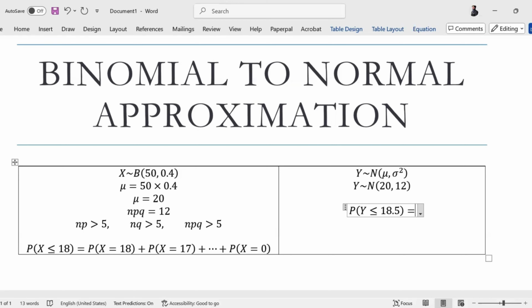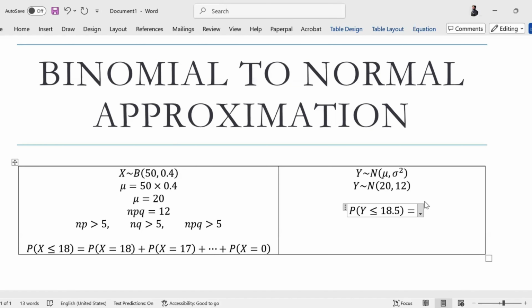So this is a basic method of converting any binomially distributed variable into a normally distributed variable, and the conditions are that np and npq both should be greater than 5. That is when we see it approximates well.